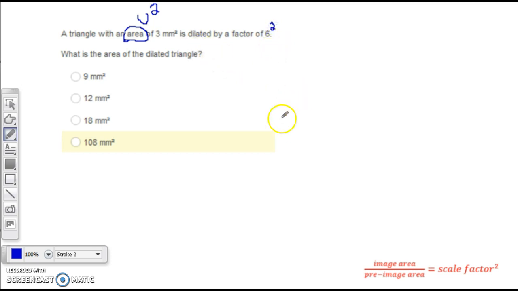Now I'll go ahead and plug it into the formula that you have so that you can see what it looks like. But I don't always use my formula, I have to confess. So if we start with an area of 3, that's going to be our starting area. That's our pre-image. So that's going to go on the bottom. We don't know the image area. That's what we're trying to find. So we're going to let that be x. And that's going to equal the scale factor squared.